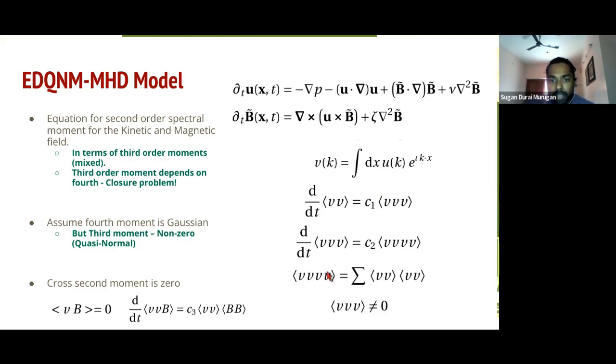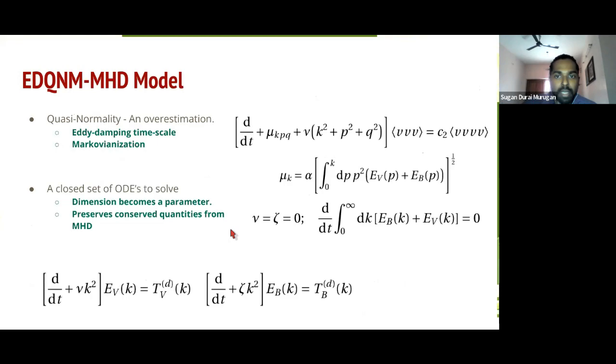So for example, on the right side, the quasi-normal hypothesis, which stands for the Q and N in the EDQNM, assumes that the fourth order moment is actually a Gaussian, and then we can simplify it in terms of the second order moments. Also, quasi stands for the fact that we do not assume that the third moment is exactly 0. So that's a quasi-normal approximation, and carrying it over to MHD with another two assumptions: that there is no cross correlation between V and B, that is, the mixed second moment between V and B is 0, and then the third order moment can be expressed in terms of these two moments again by the quasi-normal hypothesis.